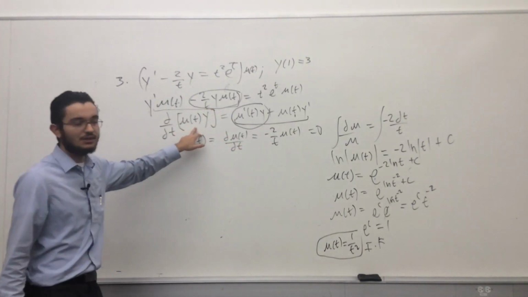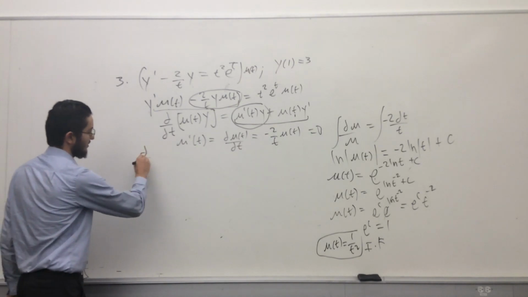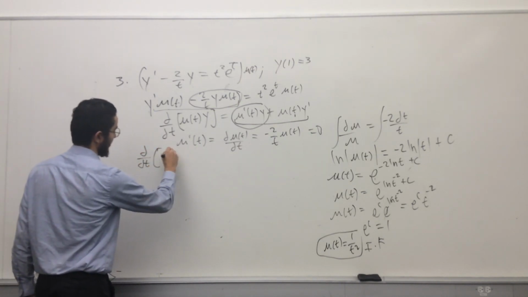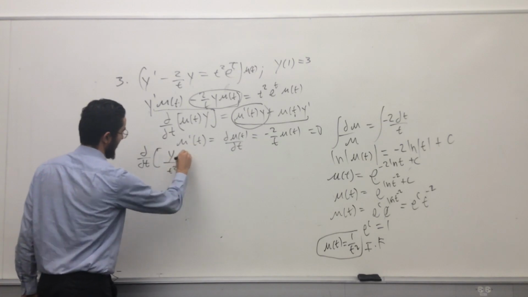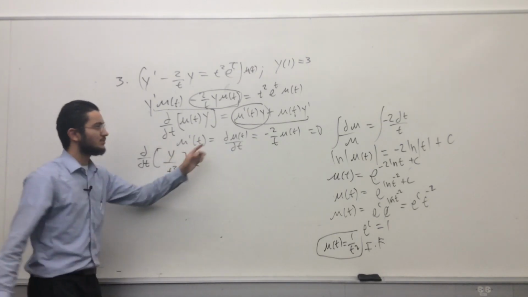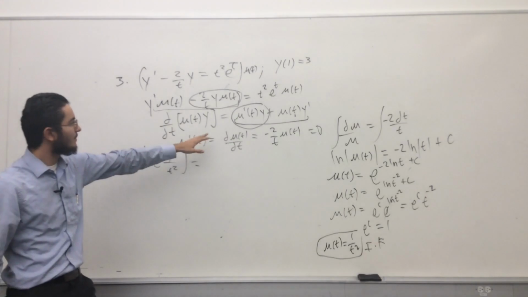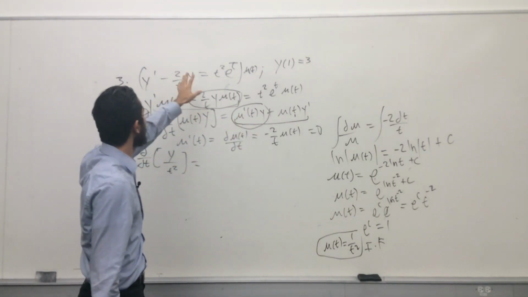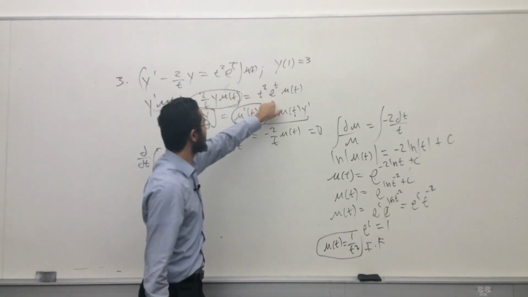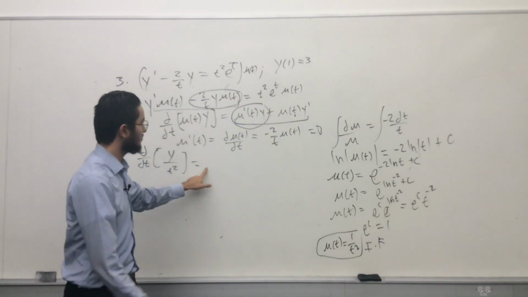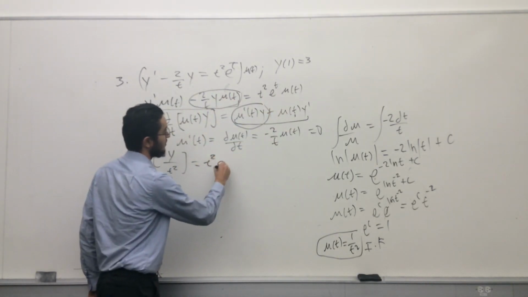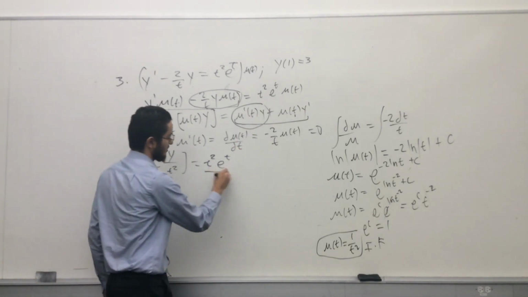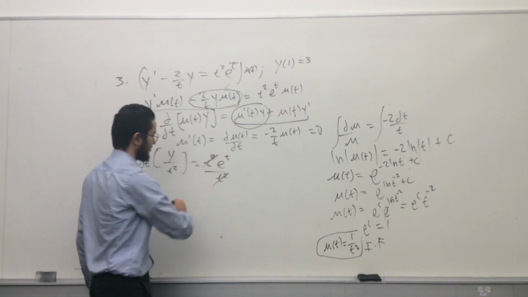So we start over here. We got d over dt of the integrating factor, which is 1 over t squared, times y. So we get something like this, which equals the derivative of the integrating factor over here. But no, actually, let's look at what we're looking at. So we're going to have t squared times e to the t, and then multiply by the integrating factor, which is 1 over t squared. And look at that, this cancels out.